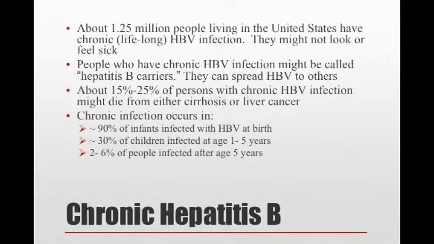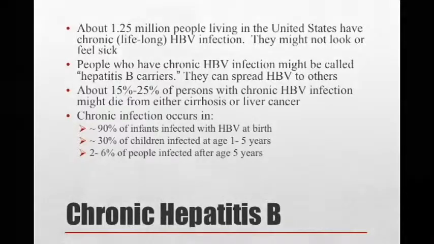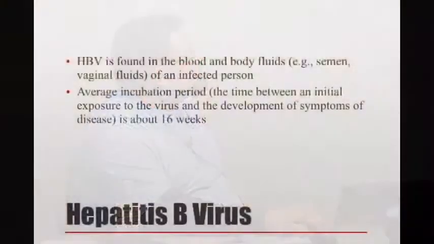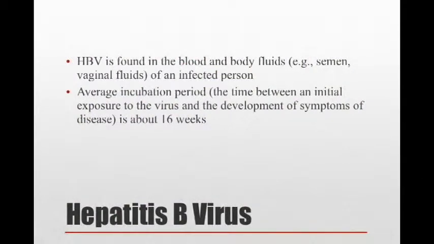You can read some of those statistics. Chronic infection is much more likely the younger the person is when they're infected. As you can see, around 5% of people infected after the age of 5 develop chronic hepatitis B. HBV is found in the blood and body fluids, for example, semen and vaginal fluids of an infected person. Average incubation period is about 16 weeks from the time of exposure to the development of symptoms.